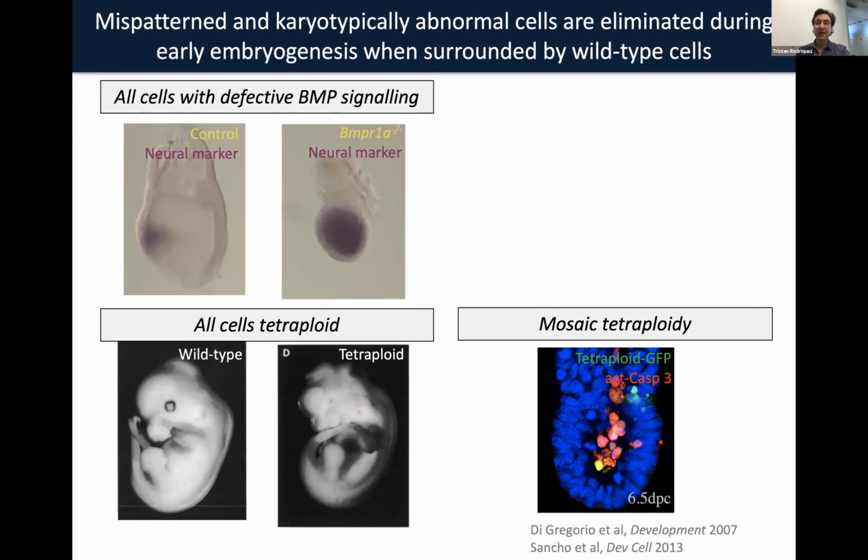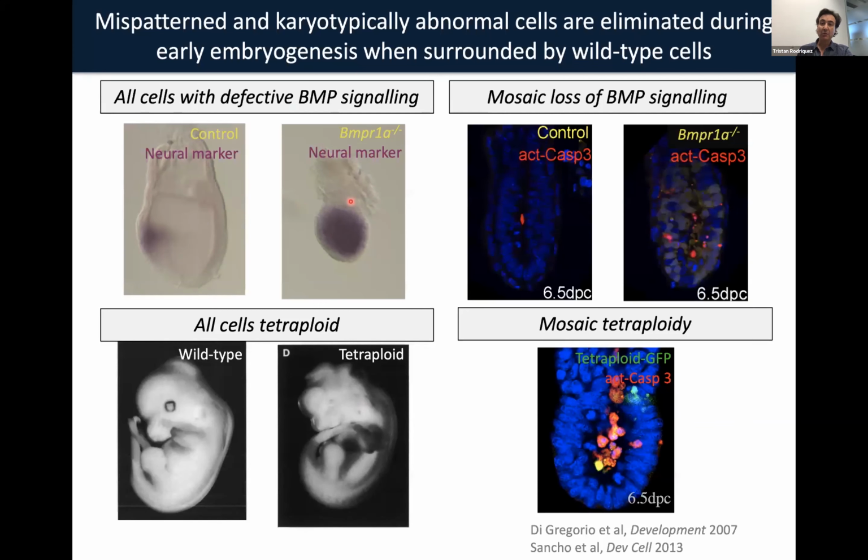The second type of defect that is likely to emerge at the onset of differentiation is mispatterning. But again, mispatterned cells are not cell-intrinsically lethal. For example, if the whole embryo loses its ability to respond to BMP signaling, the cells don't become eliminated, but instead become mispatterned and adopt a neural fate. In contrast, again, a few years back, we showed that when cells lose the ability to respond to BMP signaling and are surrounded by wild-type cells in a mosaic embryo, these cells are eliminated by apoptosis. What this suggests is that there must be some mechanism by which wild-type cells can identify defective cells and induce their elimination.